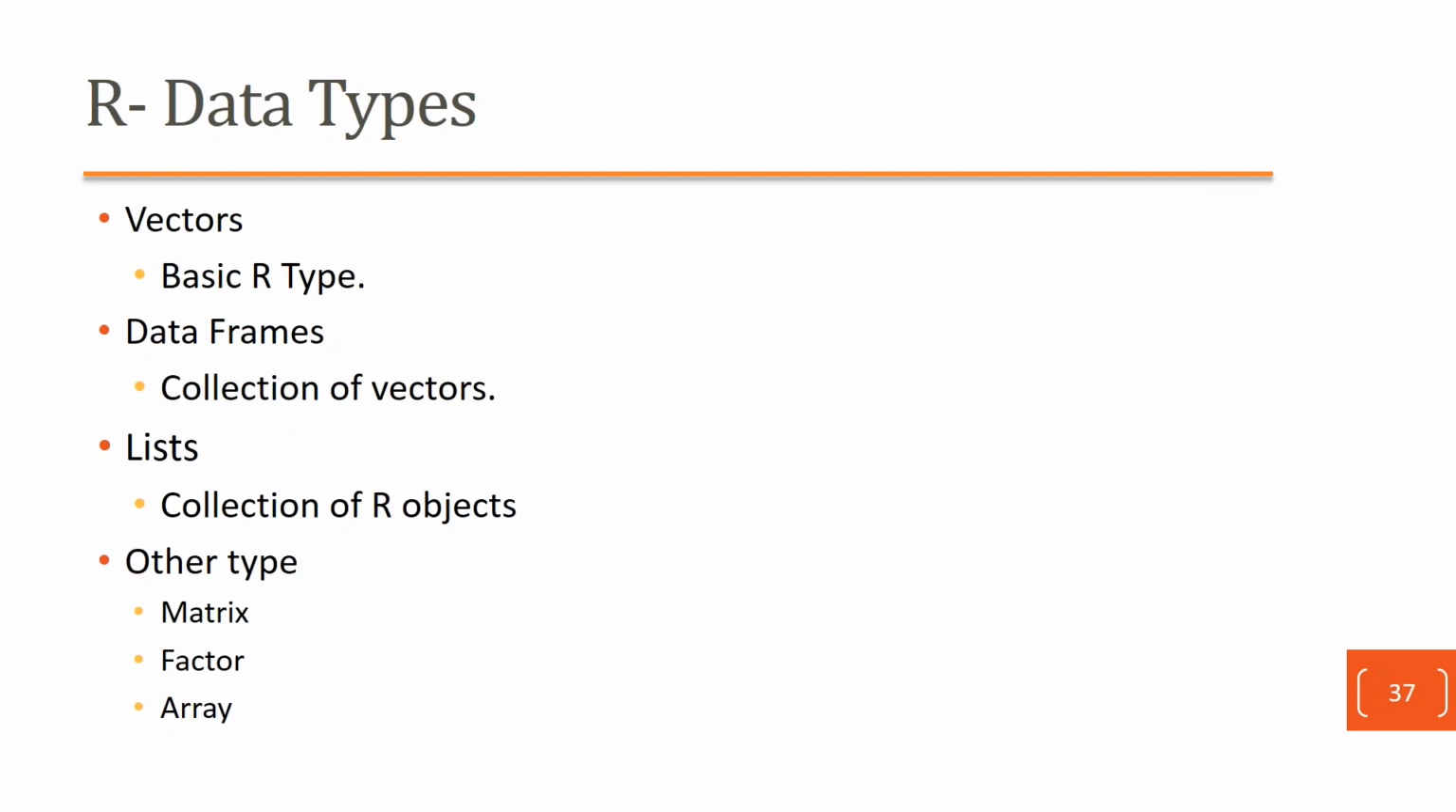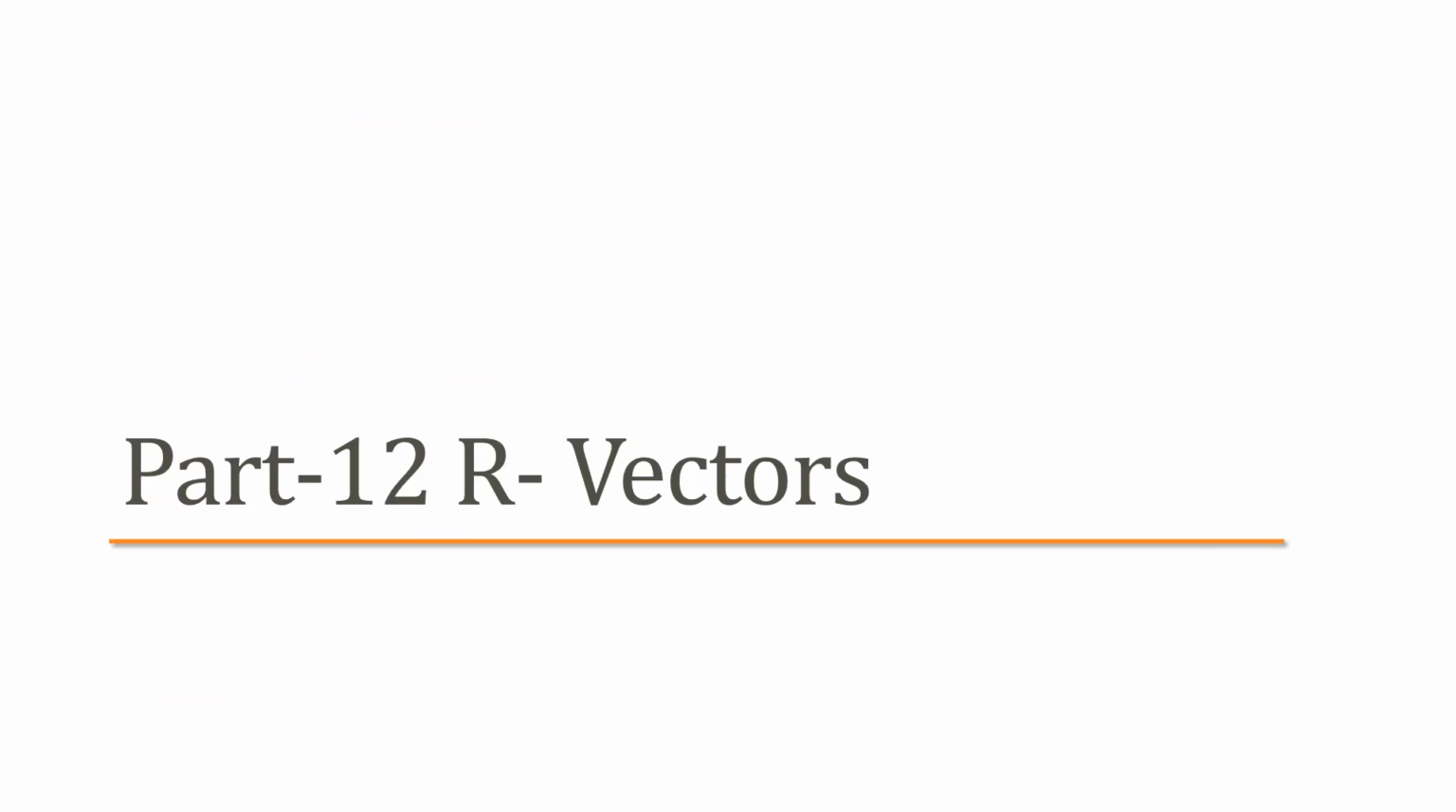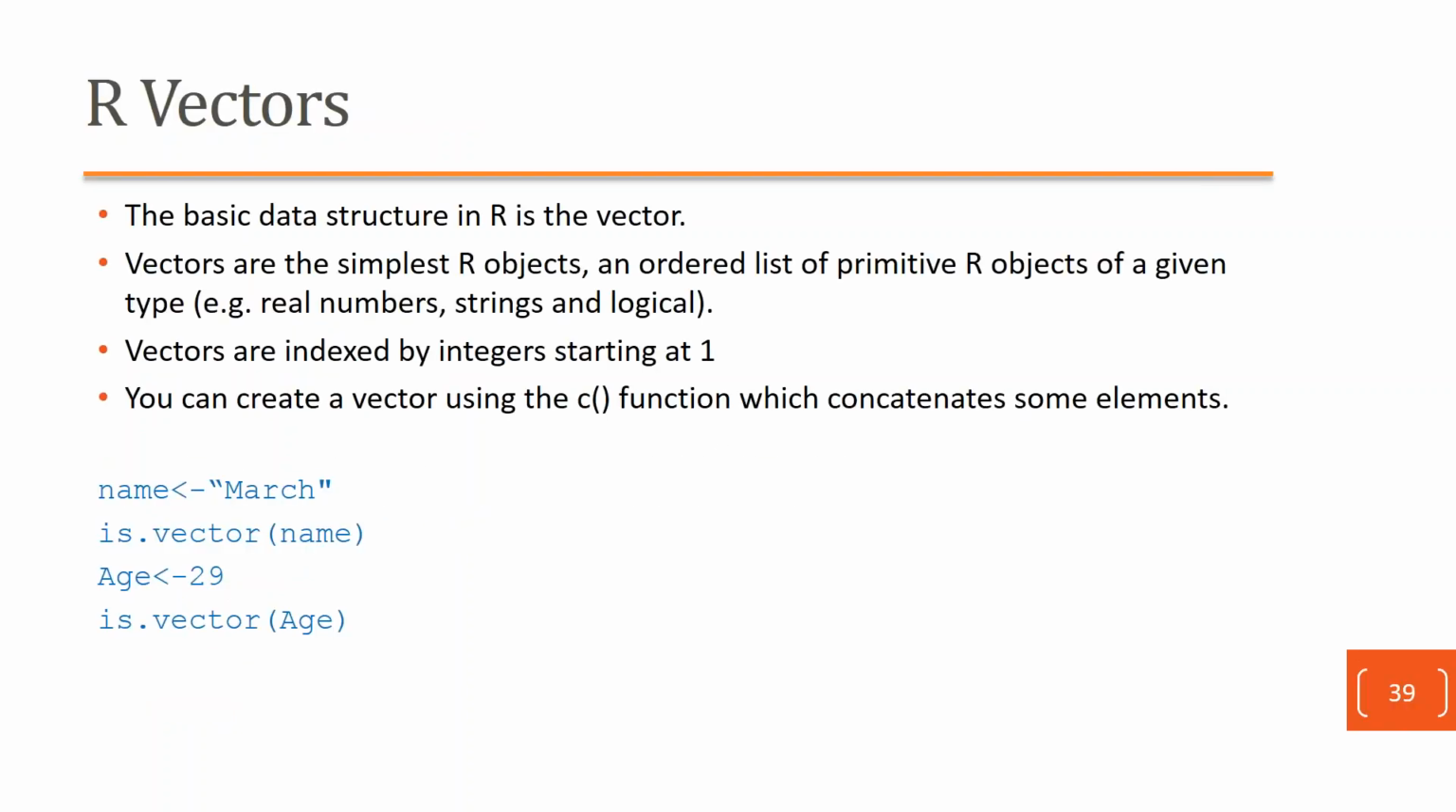So the basic data type in R is vector. I'll explain what a vector is. And then data frames, which are nothing but data sets kind of thing. Then there are lists. Other data types are matrix, factor, and array. So the basic data type is vectors. Everything in R is a vector. The basic data structure in R is a vector. Vectors are the simplest objects in R.